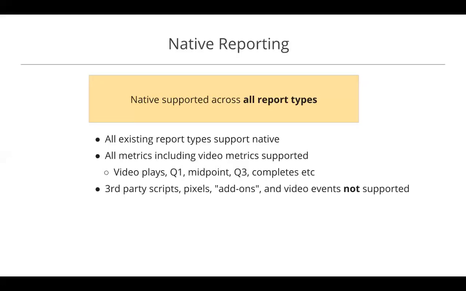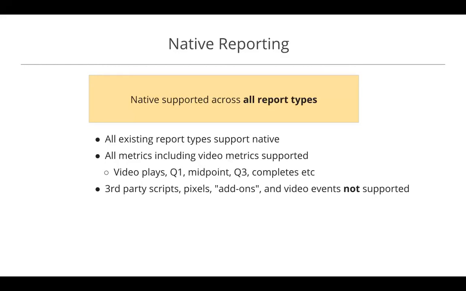And then lastly, before I jump into the demo, native reporting. All of the existing report types support native line items and creatives, so our performance report, geo report, etc. All metrics, including video metrics like plays, midpoints, and completes, are supported. The one gotcha for native is that third-party scripts, arbitrary JavaScript, are not supported in native, as well as impression pixels. They're supported on MoPub, but not on AdX yet, so we don't have the notion of an additional pixel that you can add to a native creative at this time.